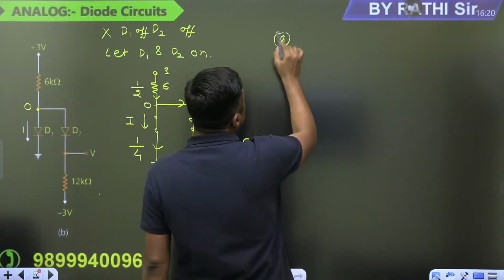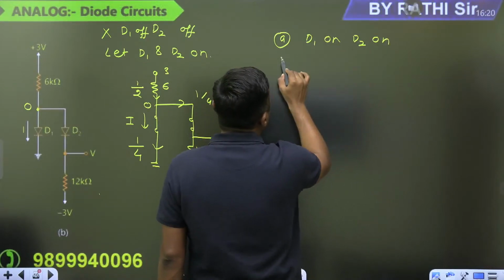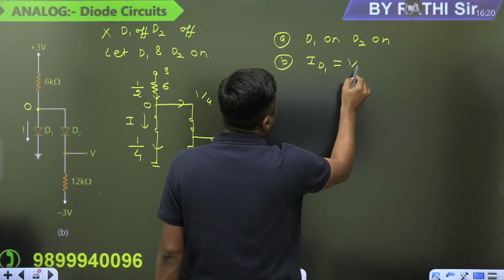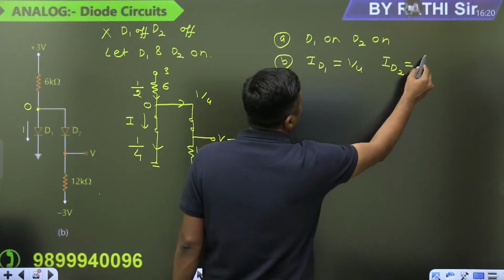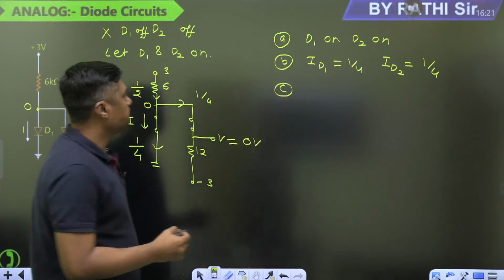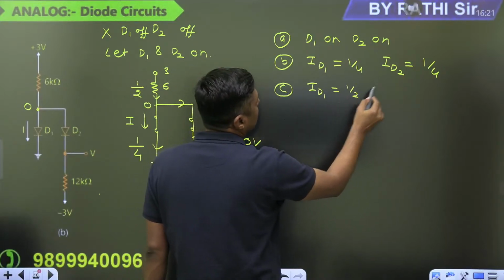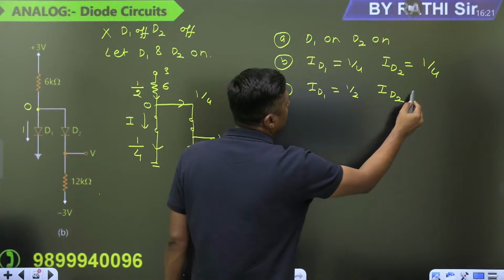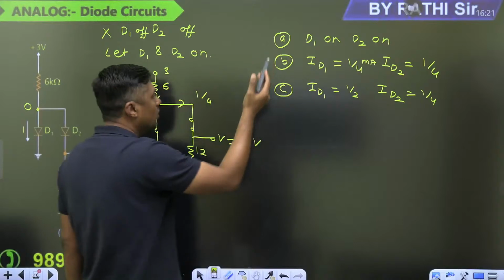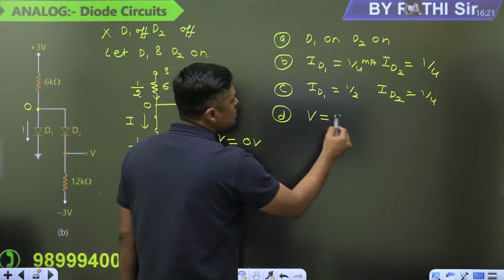For example, if first option is D1 on, D2 on, B, current through the D1, 1 by 4, current through the D2, 1 by 4, you have to find the current, C, current through the resistor, 1 by 2, and D, 1 by 4 milliampere. Current is in milliampere because resistor is kilo ohm. The value of V, 0 volt.